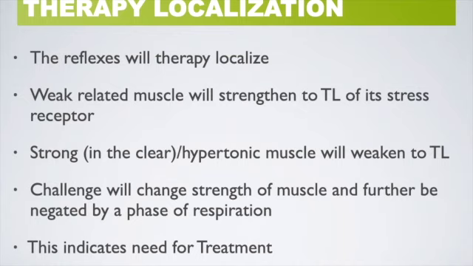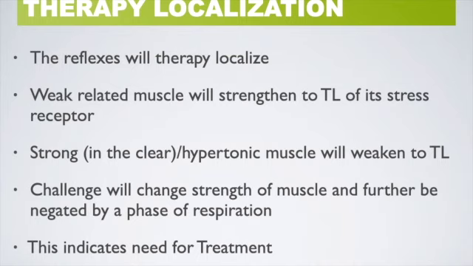Also, with stress receptors, according to Dr. Walter, they're often found when a muscle is hypertonic. So you could have, for example, a hypertonic coracobrachialis that's reacting to another muscle that's maybe not firing properly. And when you tap or therapy localize the stress receptor, that muscle will weaken. Another way to determine if it's hypertonic is to give the muscle a quick stretch and then retest it. A hypertonic muscle will weaken following a quick stretch, even though it tests strong in the clear.